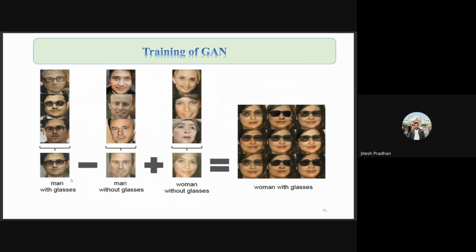It will have a vector. So, man with glasses and man without glasses. When we take the difference, we will get something that is the glasses, and we will then fuse it with a woman's vector. Then what will you get? You will get a woman with glasses. This will be the output.